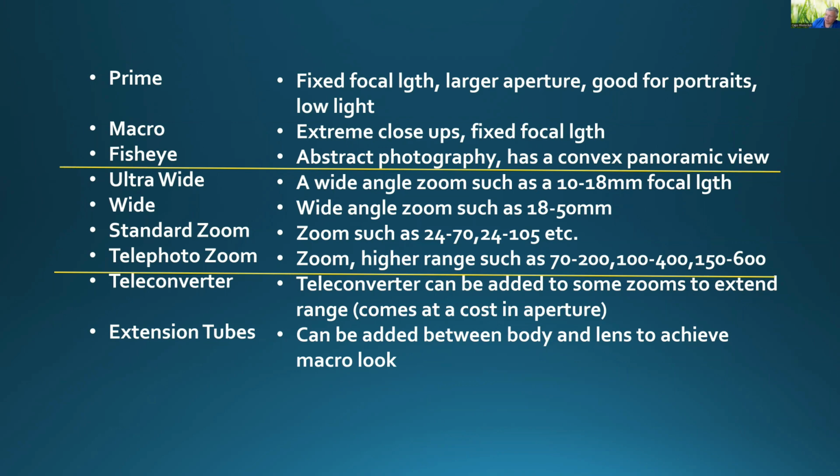Macro lenses are for doing extreme close-ups. They tend to be a fixed focal length as well. You could do macro with pretty well every lens, and you can get an accessory called an extension tube. What the extension tube does, and you can stack them up, you put them between the camera and the lens, and it will push your lens out, and you'll be able to create a macro of, say, flowers or bugs or anything like that.